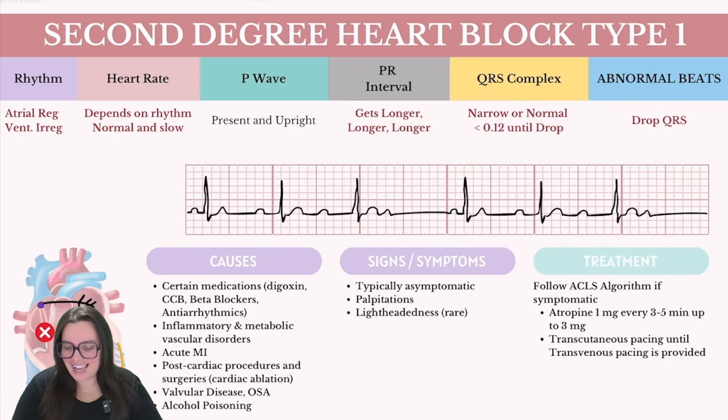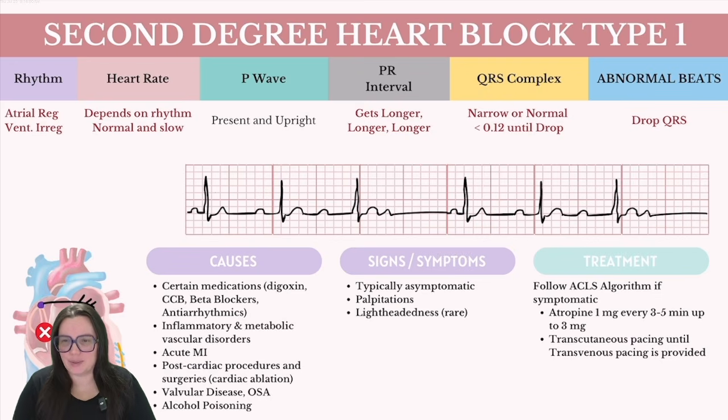And then lastly, abnormal beats. Well, I just put in that we have a dropped QRS at this point. That's a little abnormal, right? Because we would typically see a QRS right behind this drop beat and right behind this drop beat. So yes, that dropped QRS is going to be abnormal on this rhythm.